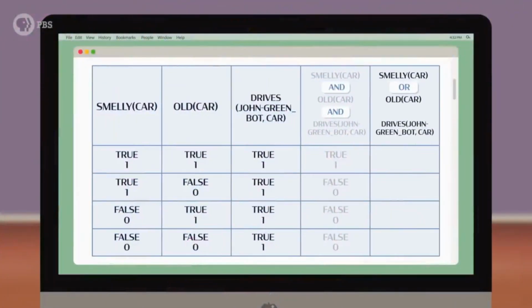So that's the basics of how to solve propositions that involve and. But what if we want to know if John Greenbot drives a car and that the car is either smelly or old? Like I mentioned earlier, or can be translated as addition. So using our math rules, we can fill out this new, bigger truth table. The proposition we're dealing with now is smelly car or old car, and John Greenbot drives the car. For the first row, this translates as true plus true. Then that result times true, which we calculate as 1 plus 1 times 1. That equals 2 times 1, which is 2, which means the whole proposition is true. Remember, any answer that isn't 0 is true.